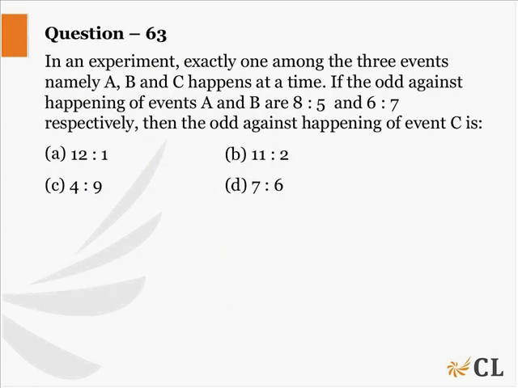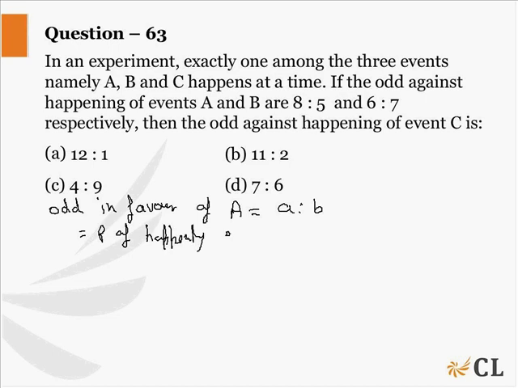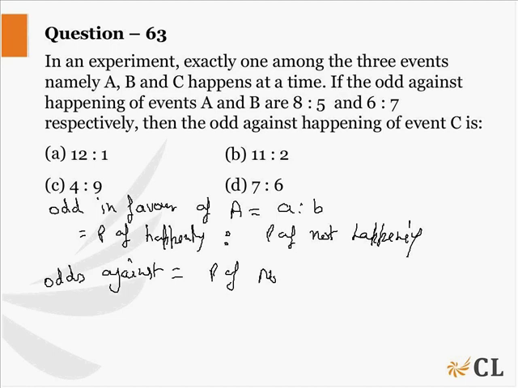Experiment exactly one of the three events, named A, B, C, happens. The odds against happening of A and B are 8:5 and 6:7 respectively. Always see this. If I say odds in favor of A is A is to B, so odds in favor always represent probability of happening the event ratio probability of not happening the event. And vice versa, odds against is nothing but probability of not happening ratio probability of happening.